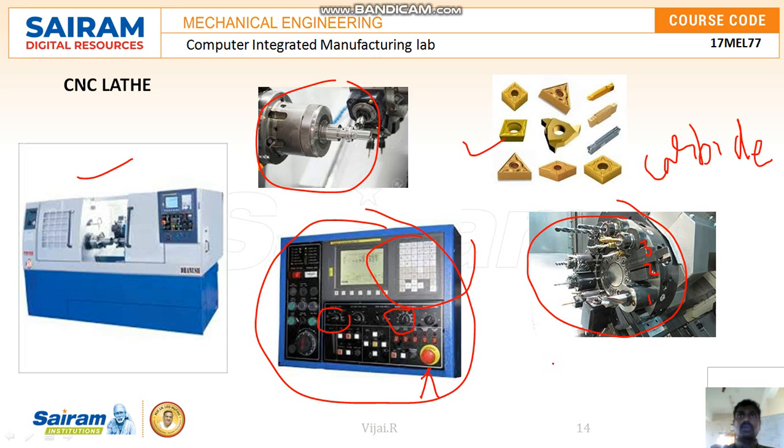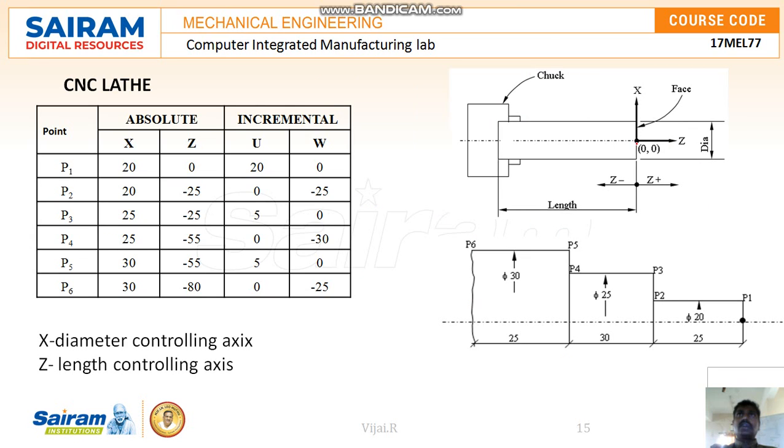And absolute position and incremental position, we have seen in the previous video, what is absolute and what is incremental. Here you can see the diagram of what I am going to produce. Here 0, 0 is the coordinate point where x and z are 0. We should know what x and z are in the lathe. X is the diameter controlling axis and z is the length controlling axis. So x is the diameter and z is the length. This is the point where x is 0 and z is 0. On this side it is z minus, and on this side it is z plus, just like x plus and x minus.